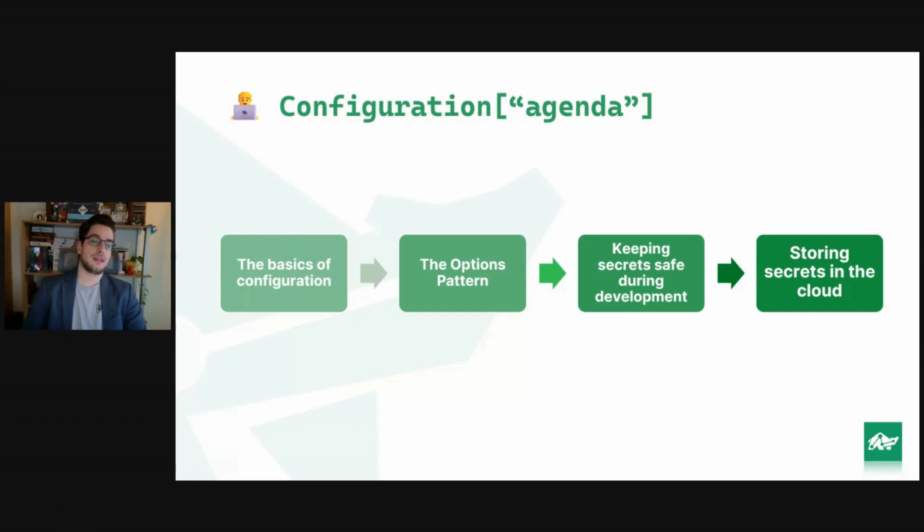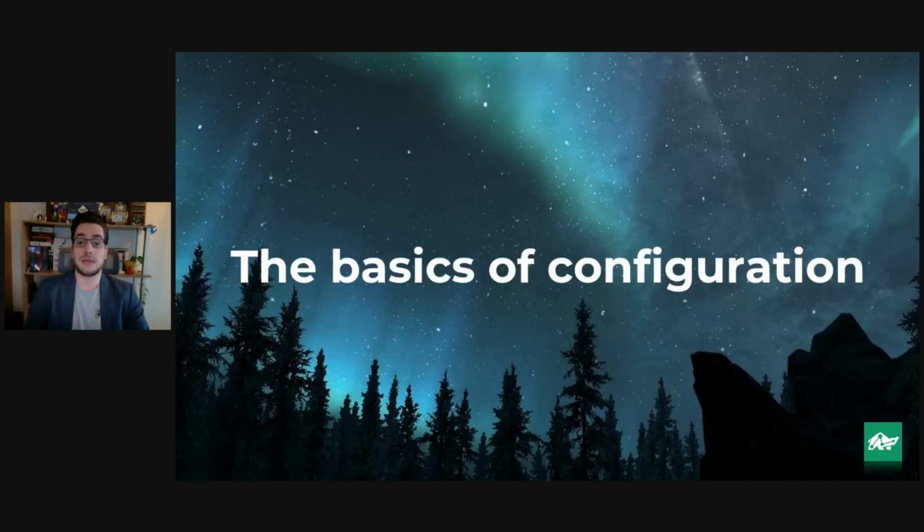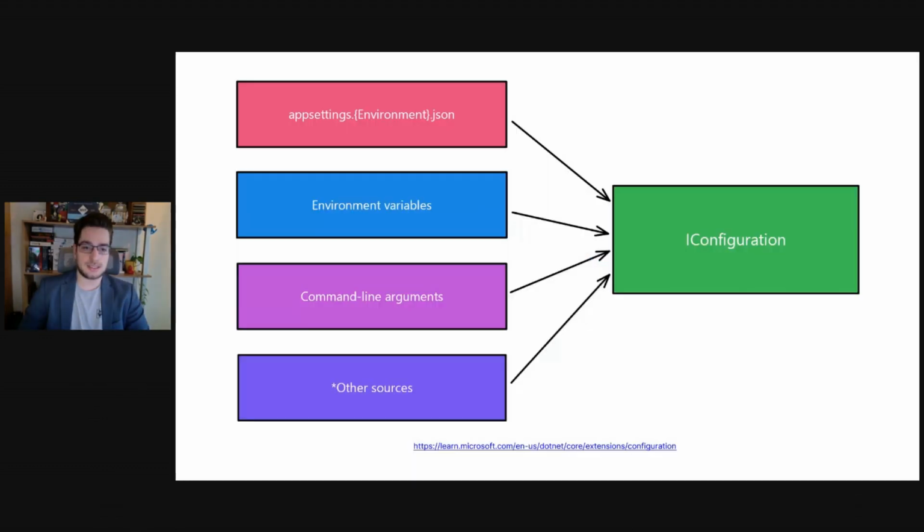Okay, so let's talk about the basics of configuration. In .NET, we basically have the interface IConfiguration, which is the endpoint for all of your configuration needs. And there's loads of providers behind it. So when you access configuration using IConfiguration, it can either pull it from, for example, appsettings.json, appsettings.development.json, environment variables, command line arguments, and other sources.